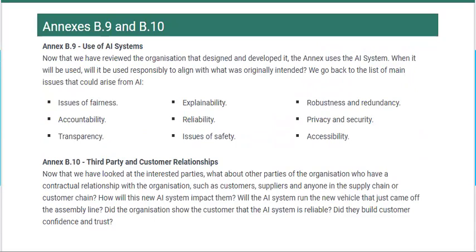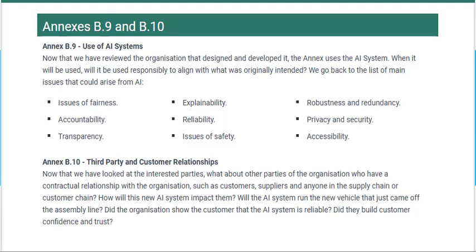Annex B.9 Use of AI Systems. Now that we have reviewed the organization that designed and developed it, the annex covers the use of the AI system. When it will be used, will it be used responsibly to align with what was originally intended? We go back to the list of main issues that could arise from AI.